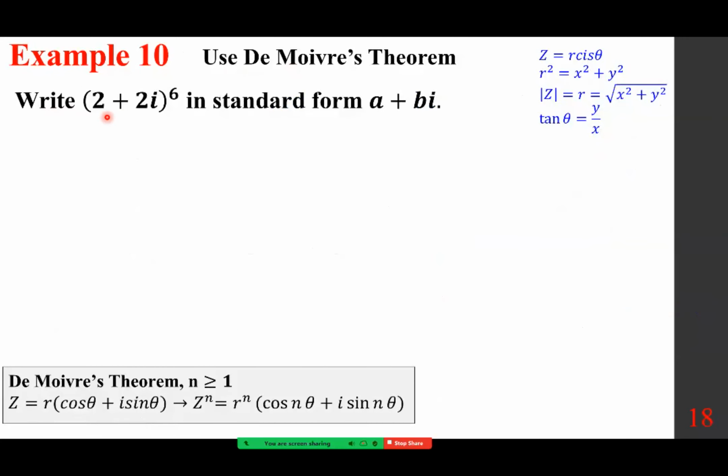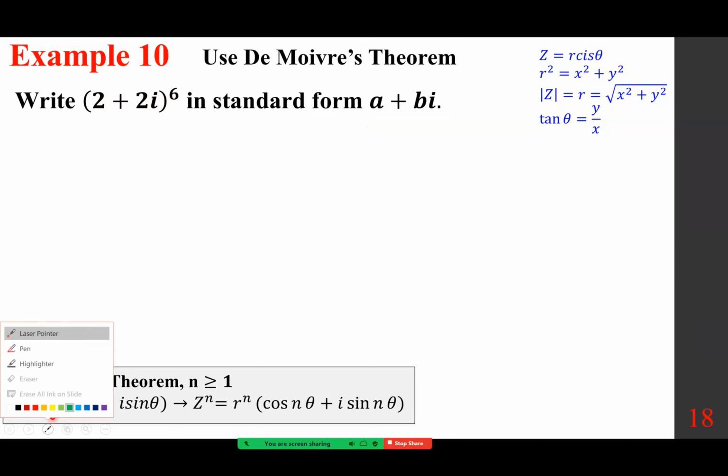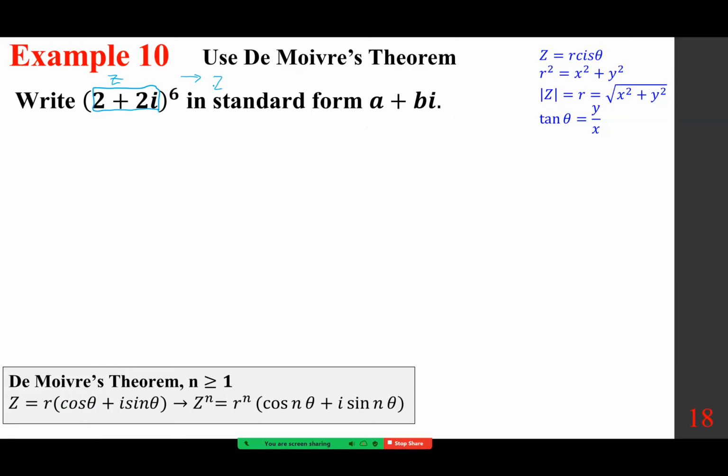Use De Moivre's theorem to write 2 plus 2i to the power of 6 in the standard form of a plus bi. So first we are going to write it as r cis theta. That means 2 plus 2i, this one, never mind the exponent. We're going to write this as z, and we are looking for z to the power of 6. So to find that, first we need the r, square root of x squared plus y squared, which is 2 squared plus 2 squared. 4 and 4 is 8, square root of 8, or 2 square root of 2. Theta is tan inverse of 2 over 2. That's the first quadrant, makes it 1. And tan inverse of 1 makes it pi over 4.